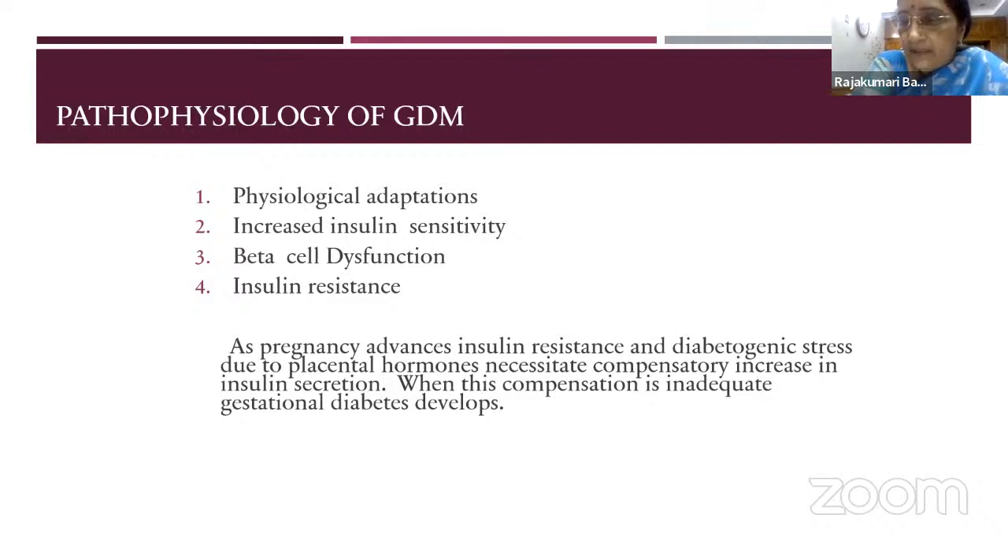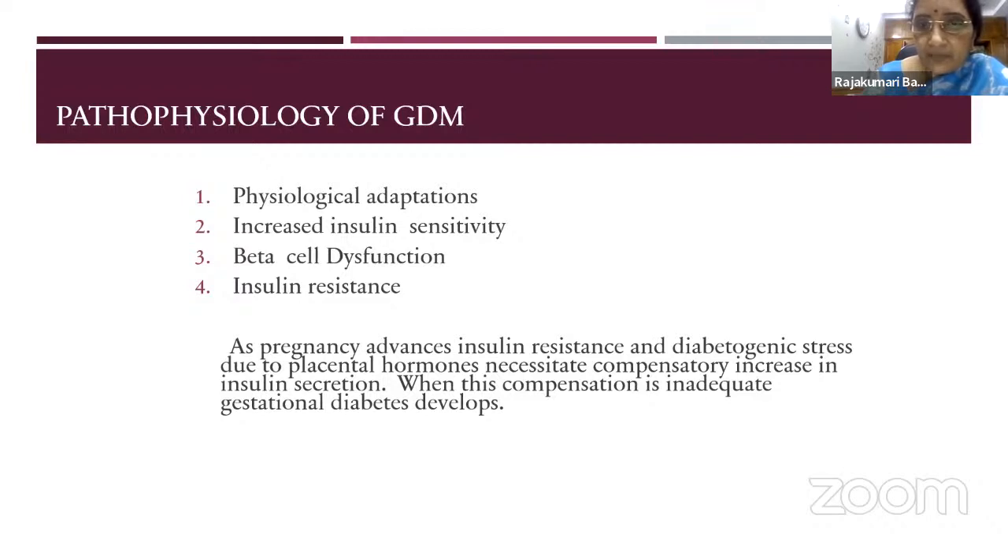Whereas insulin resistance develops due to various factors, of which the major one is the placental hormones. As the placenta grows in size, placental hormones also increase in quantity, around 24 to 28 weeks of gestation. That's why GDM occurs most commonly in the second trimester of pregnancy. And insulin resistance in pregnancy is 3 times more than in normal women.